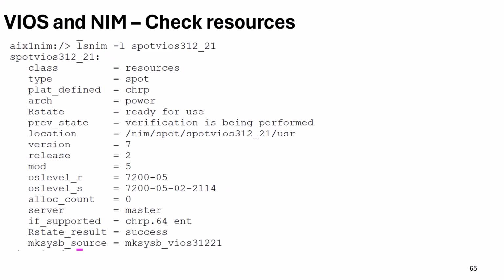Here we're running the lsnim against the actual SPOT, and it gives you the status that it's ready for use. It also gives me, again, the oslevel -s, and it also does not tell me the actual VIO server level. That's why you'll see whenever I create a resource, I put the VIO server level in it. So mksysb_VIOS_31221 is telling me that this is a 3.1.2.21 VIO server.